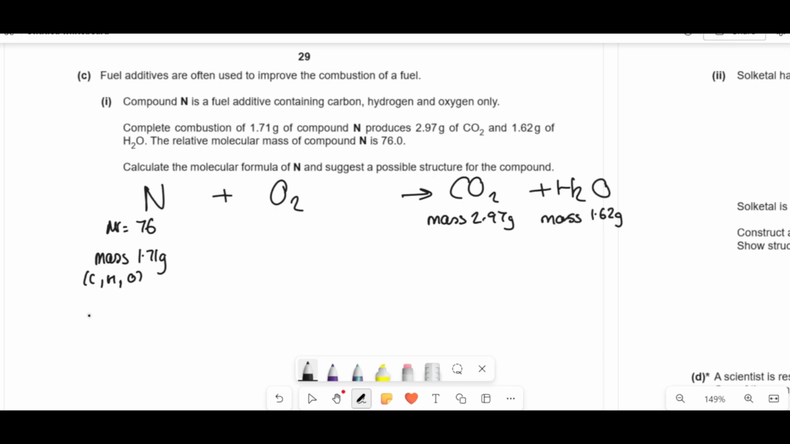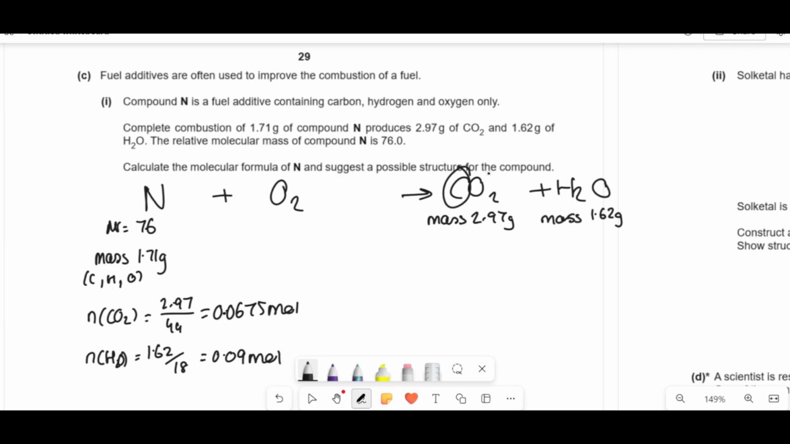So we're going to start by working out the moles of this CO2. If I work out the moles of CO2, it's going to be 2.97 divided by its MR of 44, which gives you 0.0675 moles. So we're onto something here. We know that there must have been in this original thing this many moles of carbon, because only N could have provided the carbon. However, on the other side, for H2O, oxygen will have come from both here and here, so it's not helpful, but the H's can only have come from N as well. So I can work out the moles of H2 as well and figure something out from that. So we'll get 1.62 divided by the MR of H2O, which is 18, which gives 0.09 moles, right?